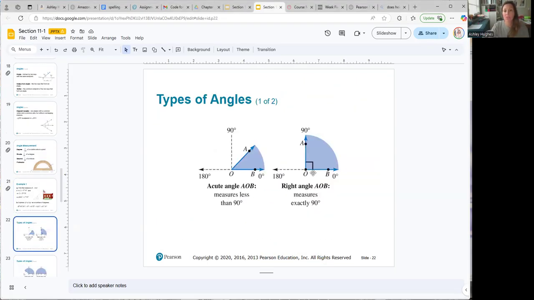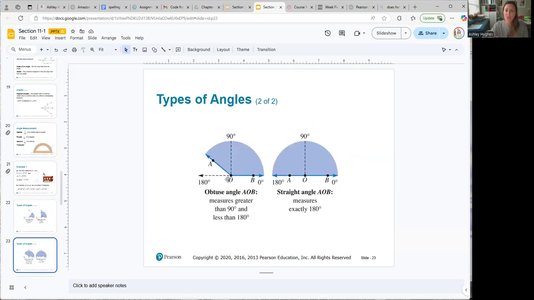Types of angles: acute, right, and obtuse. Acute, I always remember, oh, isn't it so cute? Because little things are cute. So those are the ones smaller than 90. Such a cute little angle. A right angle is straight up and down, like the sides of a paper or the sides of a square. Obtuse is bigger than 90, and then a straight angle is like this, where it's 180 degrees. So a line.